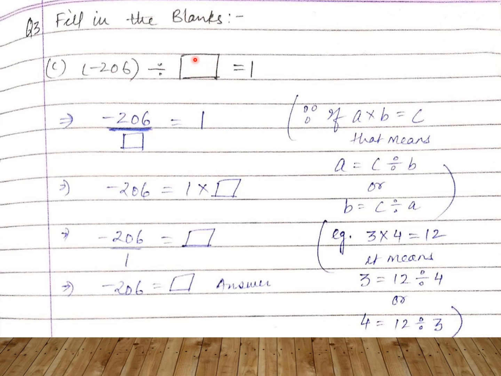Suppose this box is here, it can be written as minus 206 upon the box is equal to 1. Now, we want to find the value of the box. So I will take this box to the right hand side. Or you can understand this by this thing. Whenever we have A into B equal to C, we can say this A is also known as C divided by B, or B is equal to C divided by A.